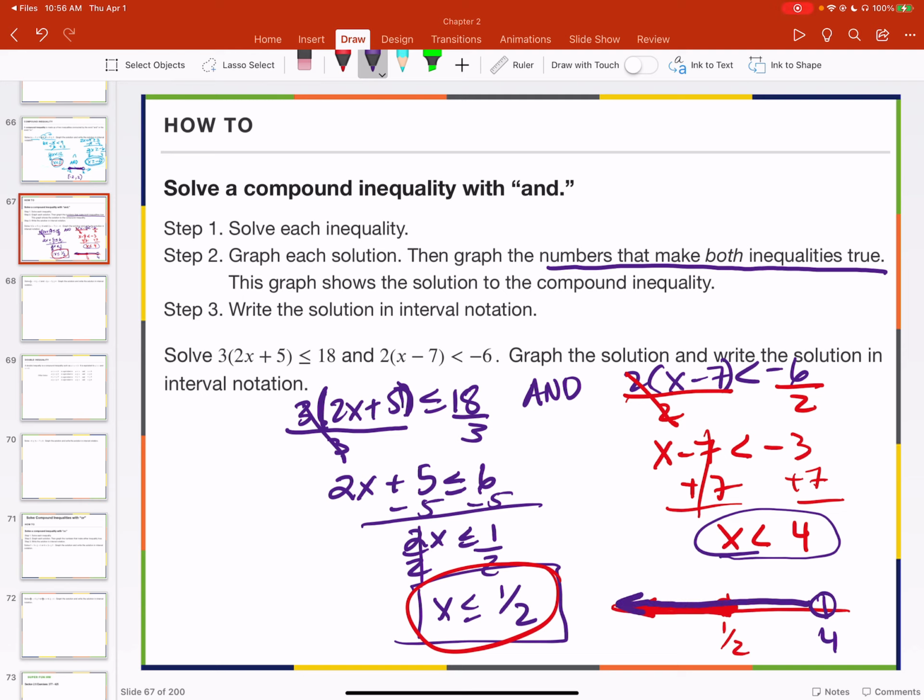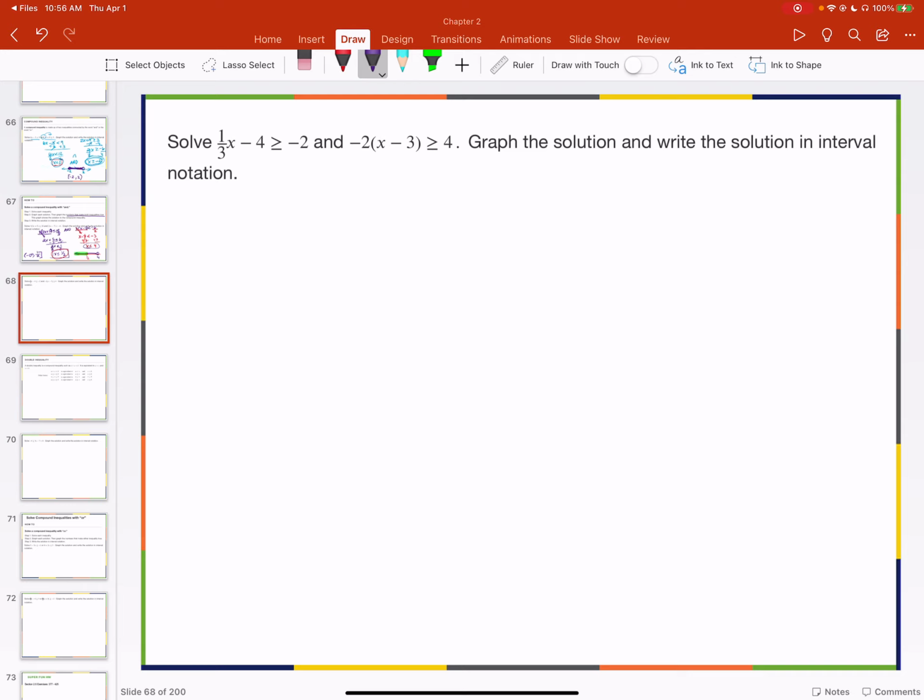But because we only care about the overlap, this is our solution. It has to fulfill both requirements. So in interval notation, we would write that as negative infinity, comma, up to 1/2 inclusive. Okay. All right, let's do another one here.